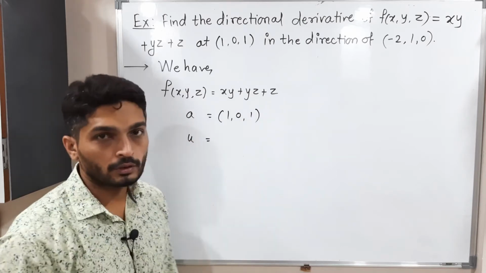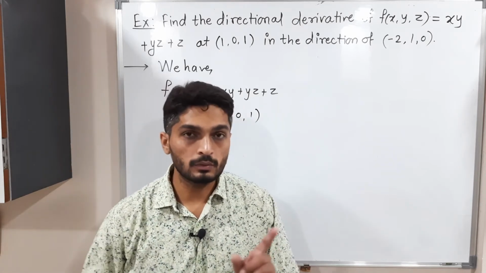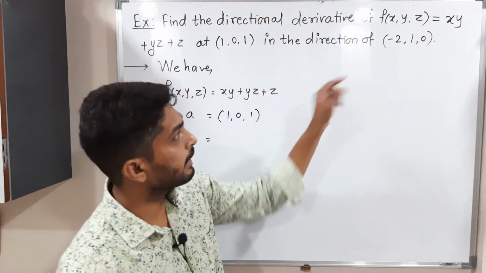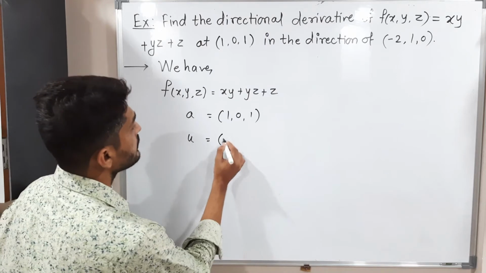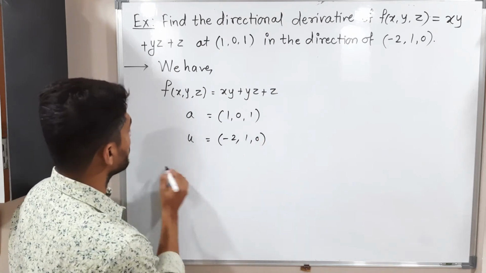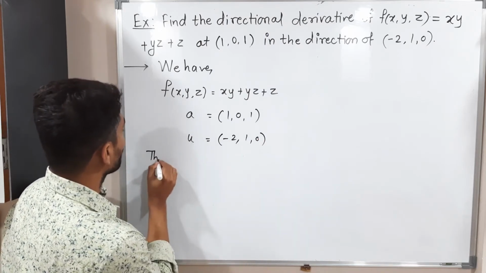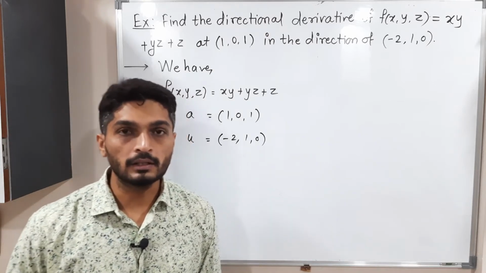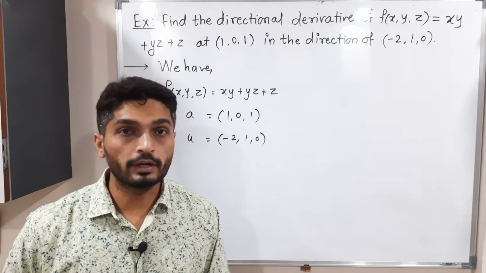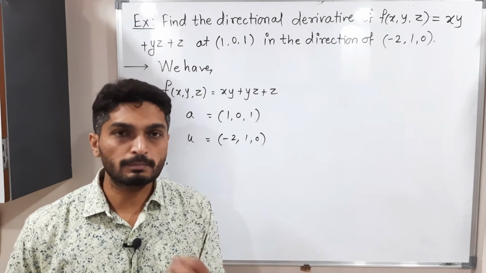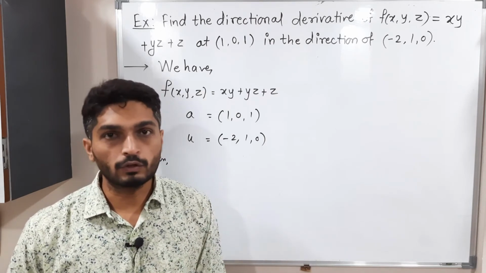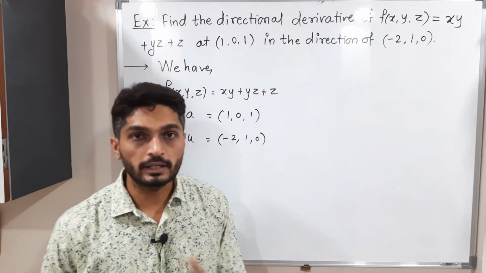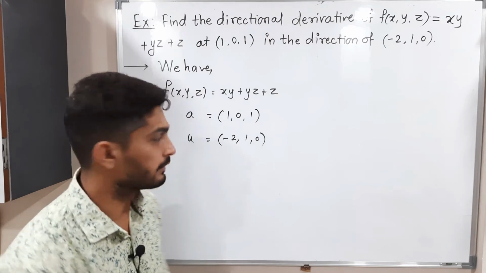And a third important thing we need is a direction vector, in which direction we have to find the directional derivative. That vector is minus 2, 1, 0. Then, as you have already seen in our previous example, we do not directly go for the definition. First we find some basic things, and after that we go for the definition. So I will first find a plus tu.